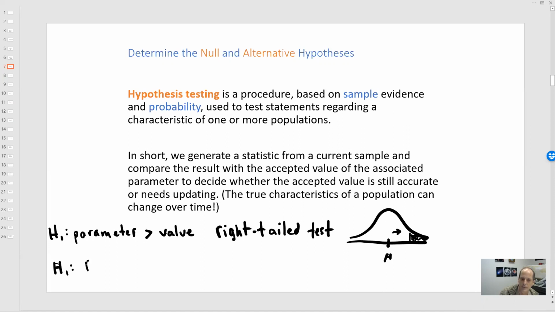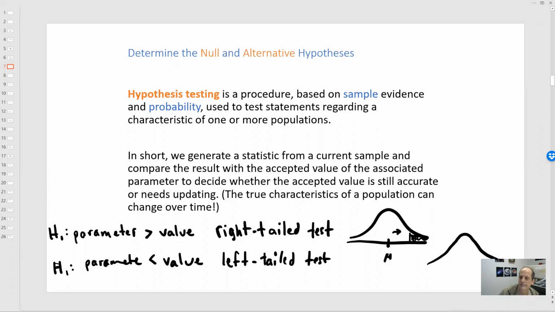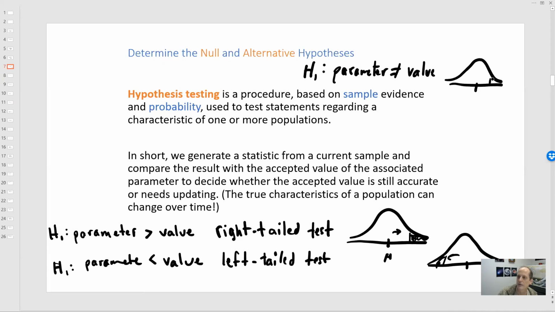If our H1 says parameter less than value, we would call it left tail. Okay, so now it's somewhere over here in the left tail. And lastly, if H1 says just plain old not equal to, then it could be on either side, so we call this two-tailed.